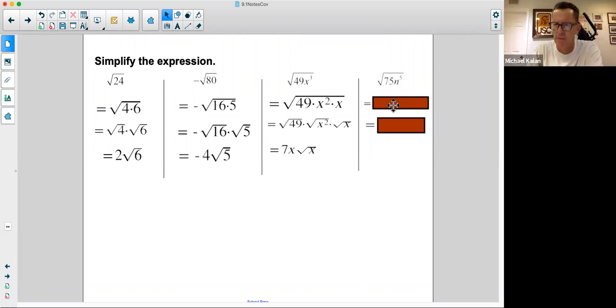Okay, try the last one. What do you think you're going to have to change that n to the 5th to? And what perfect square factor goes into 75? So how would you split that up? Hopefully you said 25 times 3 for the 75. And n to the 5th, you would just change to n to the 4th times n to the 1st. And so the square root of 25 is an outie of 5. The square root of n to the 4th is an outie of n squared. And then what's left? A 3 and an n.